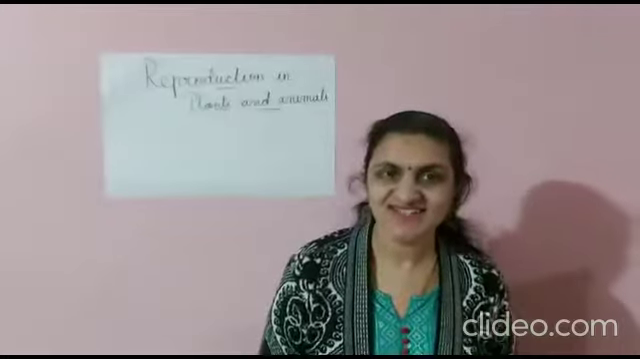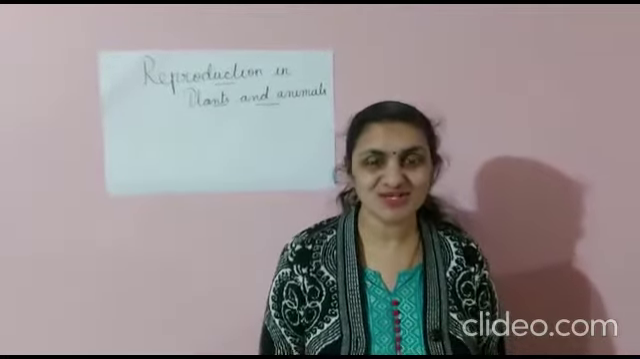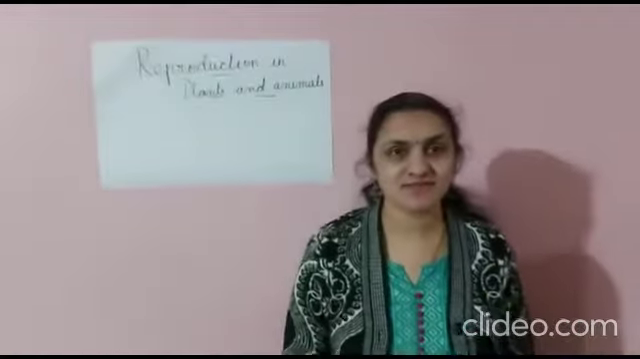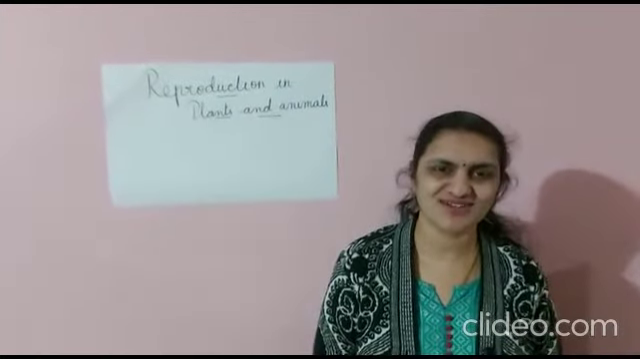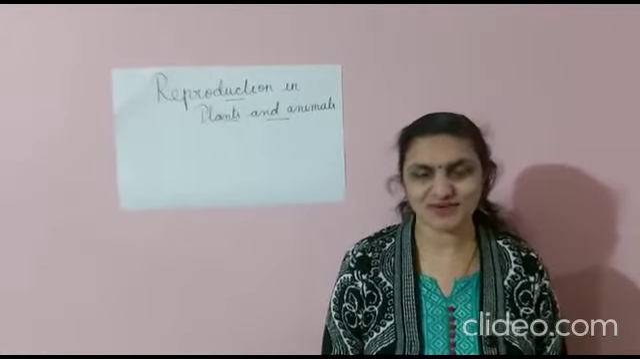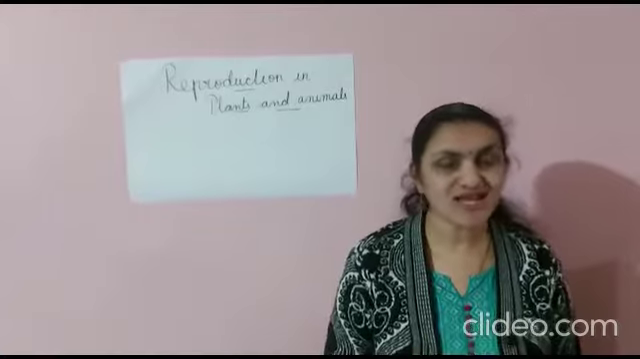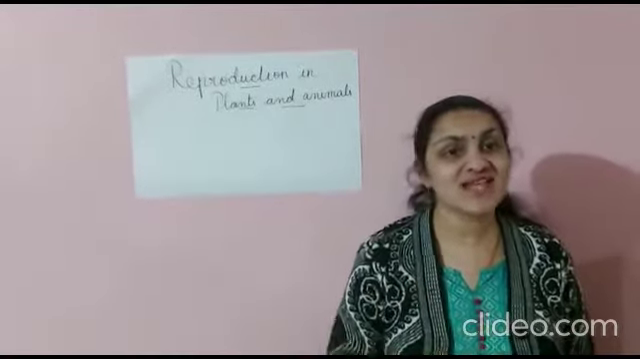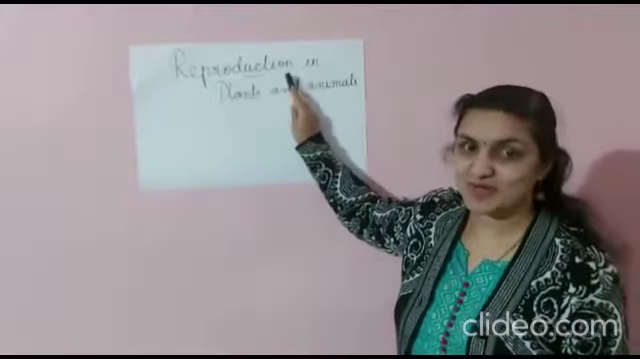Hi everybody. In today's session, we are going to learn about reproduction in plants and animals. For that, we need to know what reproduction is. So let's learn the definition of reproduction first. Reproduction is a process in which an individual produces a new individual of the same kind. That is what we define as reproduction.